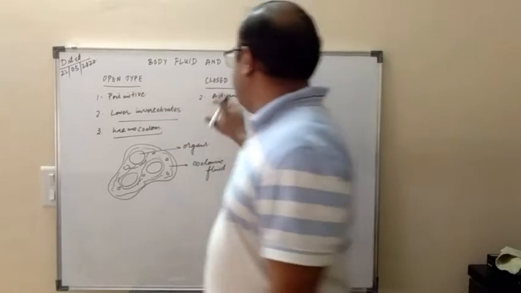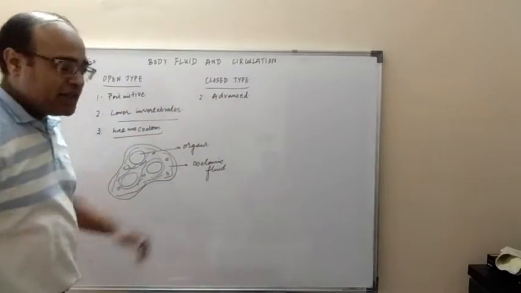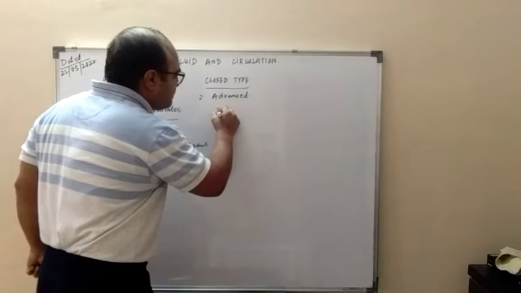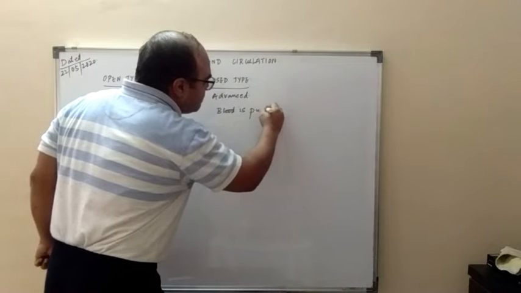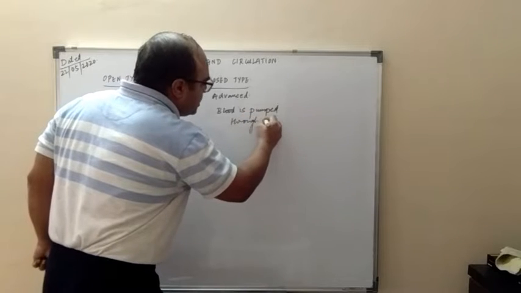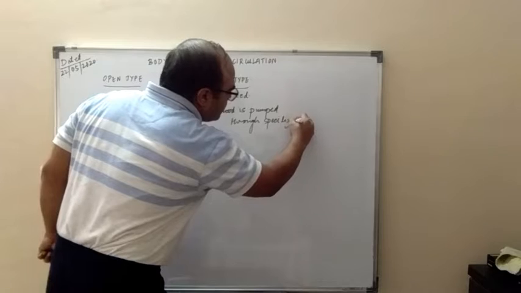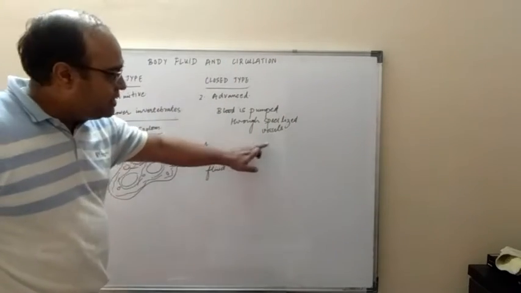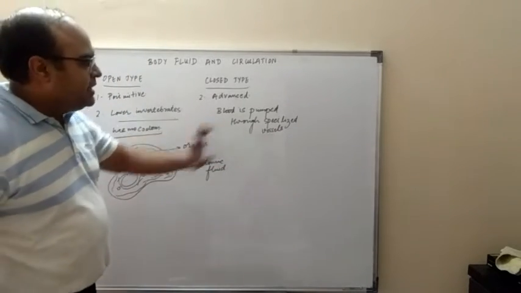Okay. While in the closed type of circulatory system, which happens to be the advanced type of circulatory system, what happens over here is that the blood is pumped through specialized vessels. You very well know the name of the vessels. These are arteries and veins.